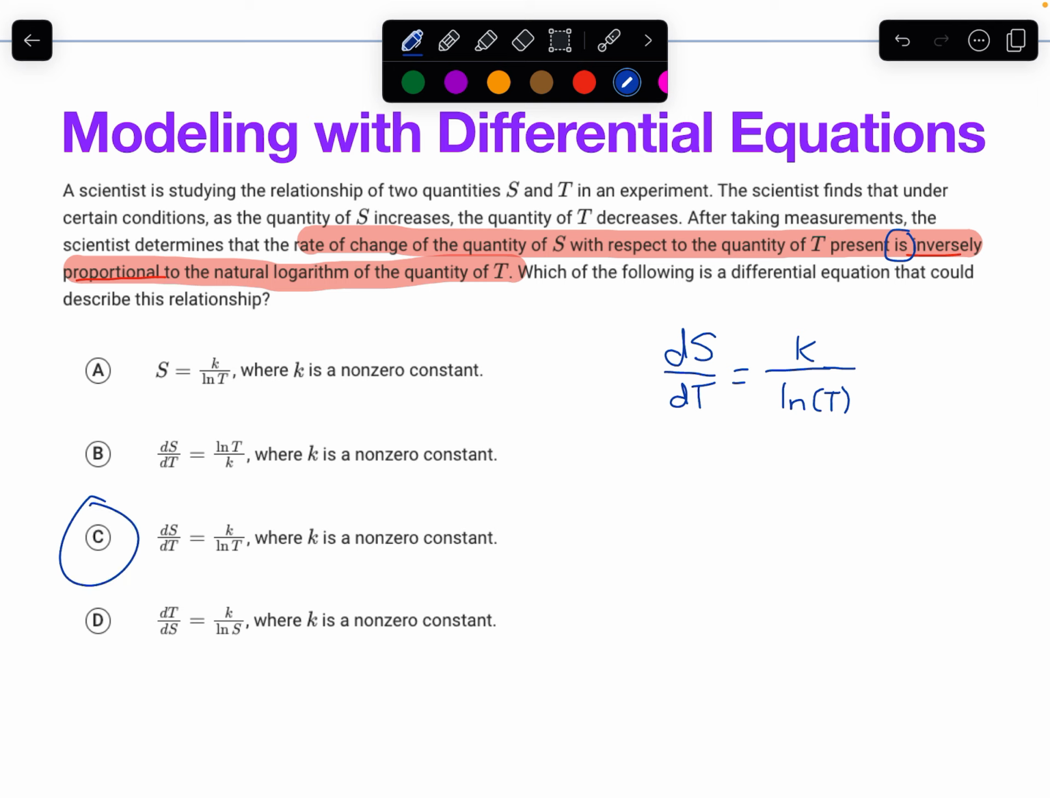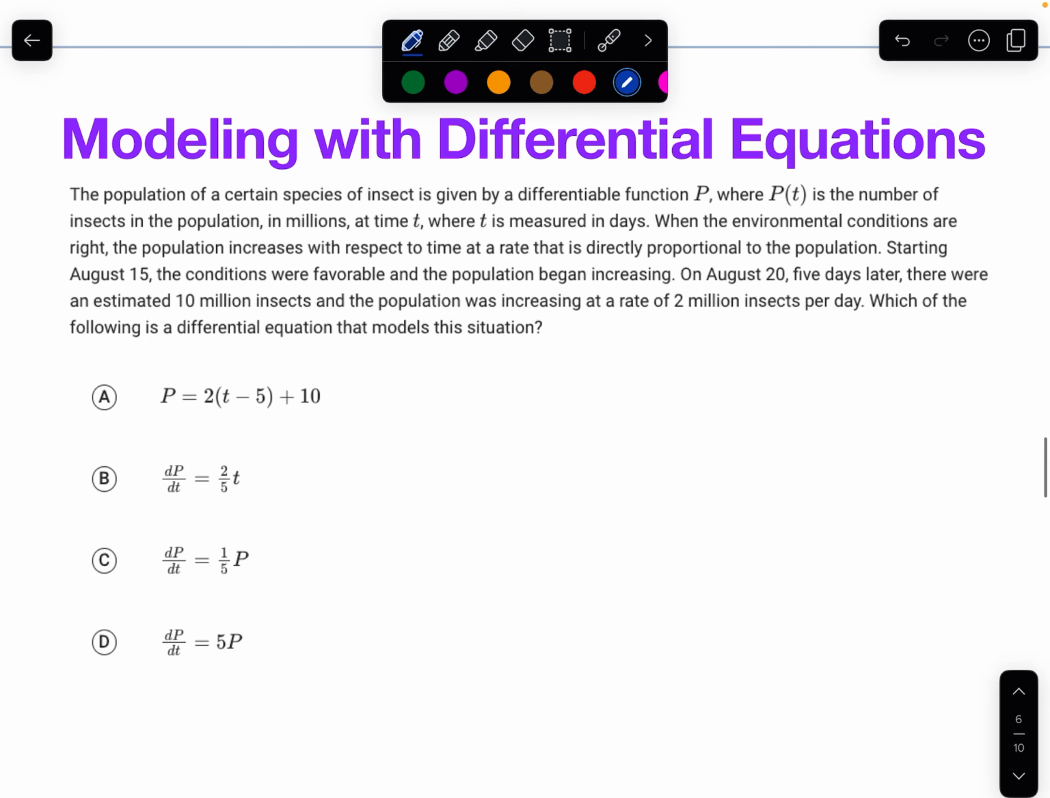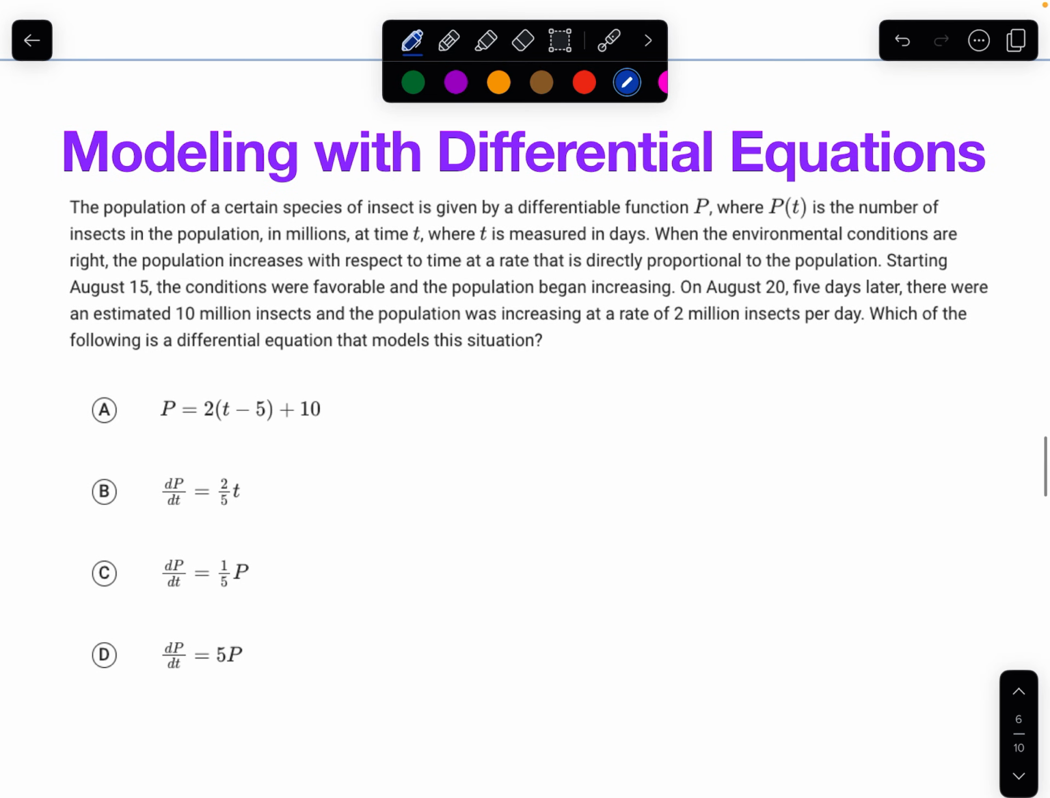So we're looking for keywords and phrases just like we used to do when we were solving word problems back in Algebra 1, Algebra 2. Let's try another one. This one's got an added step to it where we'll actually be able to solve for that constant of variation k.